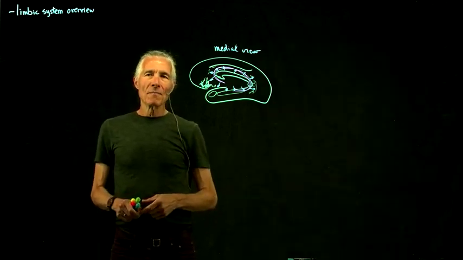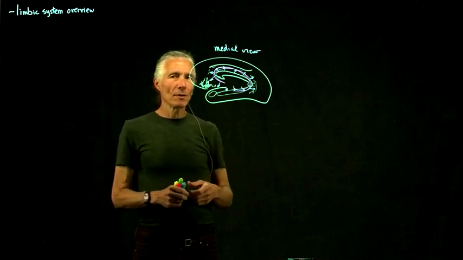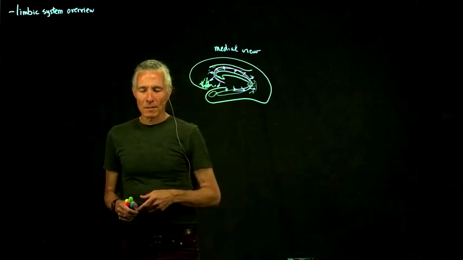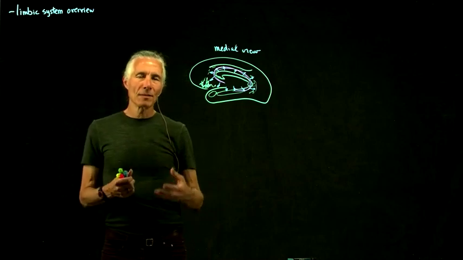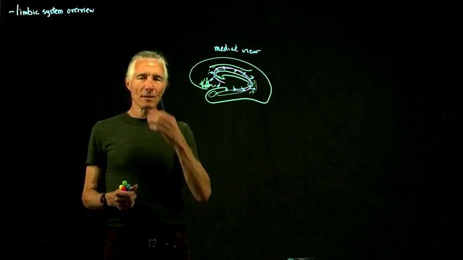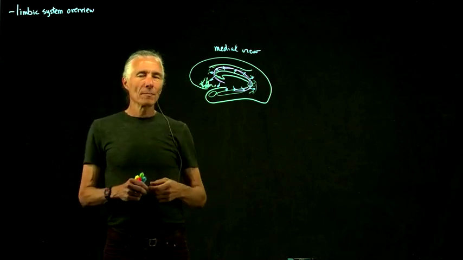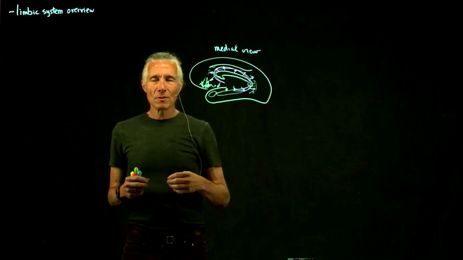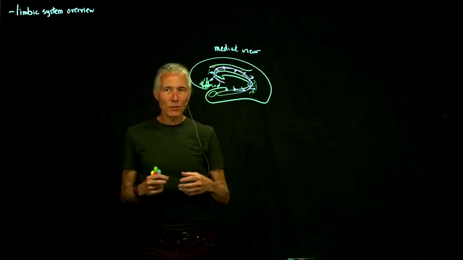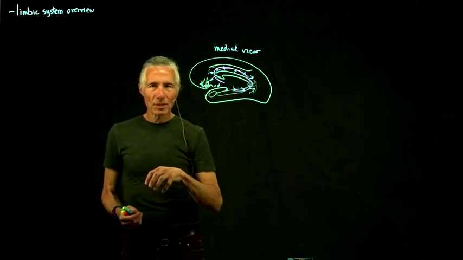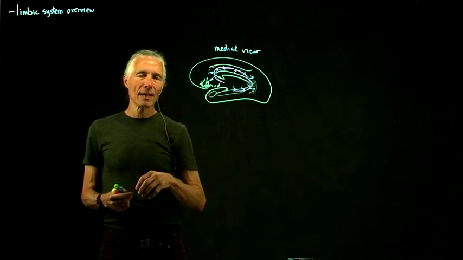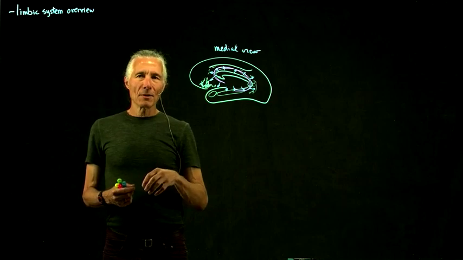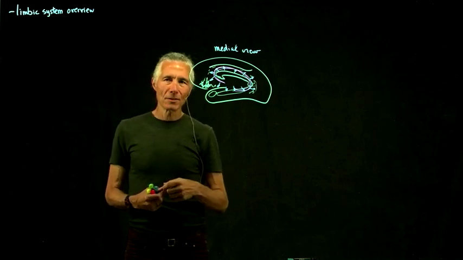On Wednesday and Friday, we'll talk about the work on place cells and head direction cells and grid cells and all these different parts of the limbic system that seem to involve representing your internal state of where you are in the environment. That's just as much an internal state as how hungry you are.